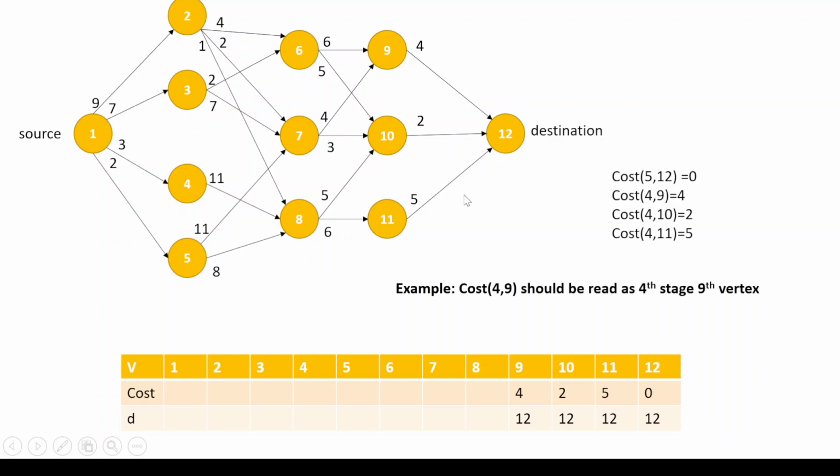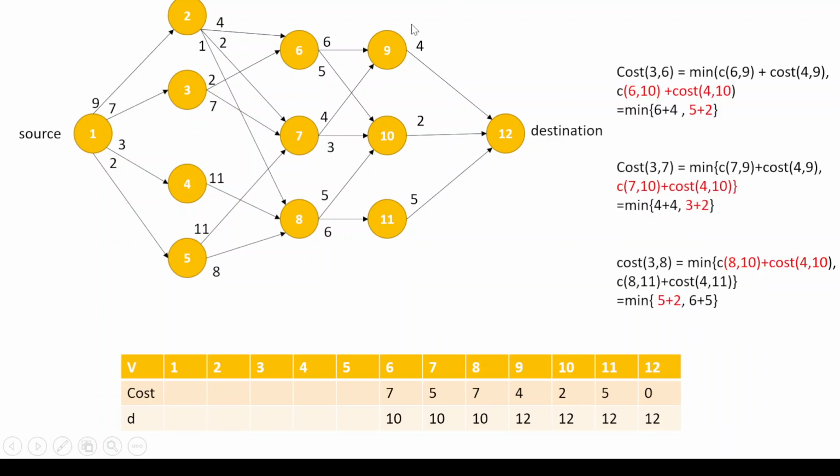Now let us go back to the previous stage, that is the third stage. Now here you will notice the difference between the fourth stage and the third stage in this case is from the fourth stage you have only one edge. Whereas in the third stage you will see there are two edges that is coming out of 6. Now how do we choose? Our objective is to choose the minimum cost.